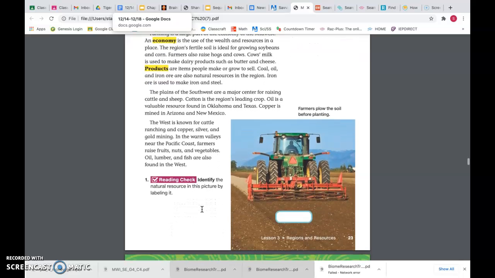What natural resource do you think is right here in this picture? Now go onto your notes page and finish up those notes.